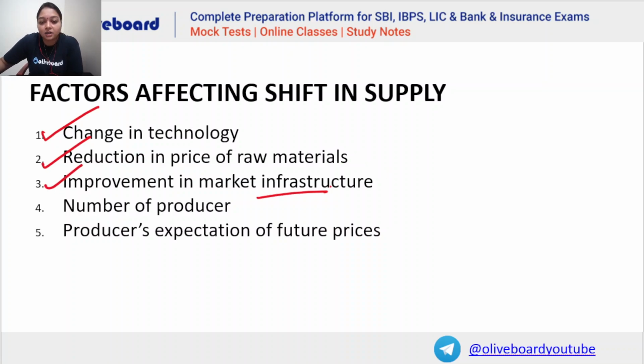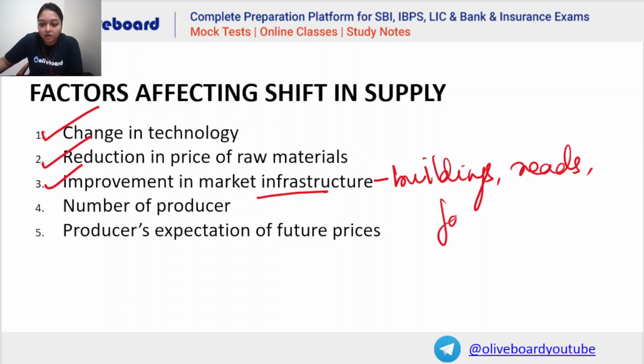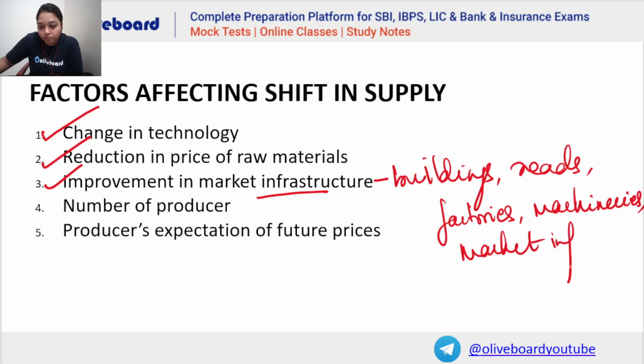See, market infrastructure can be anything. It can be buildings, roads, factories, machineries, market information, etc. It can be anything, right? If there is an improvement in all of these things, then there will be a shift in supply.